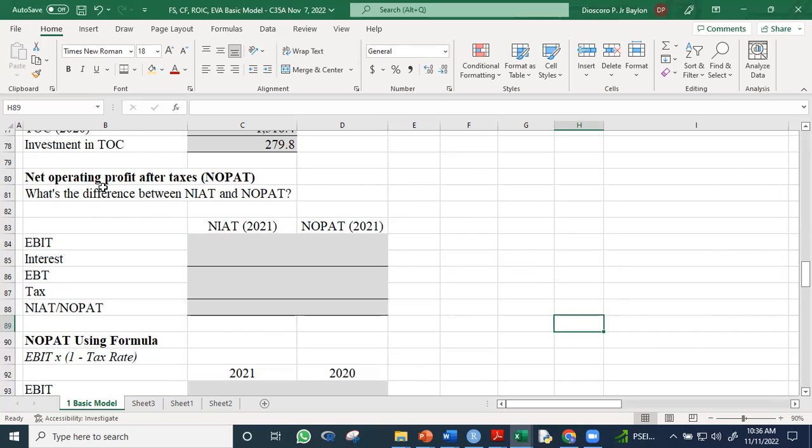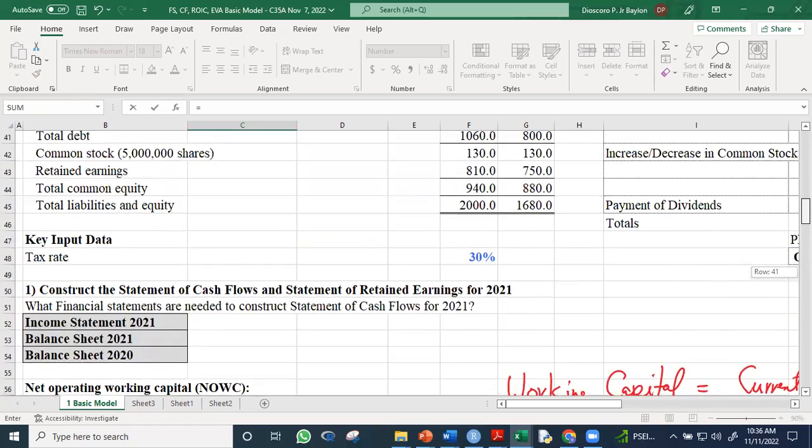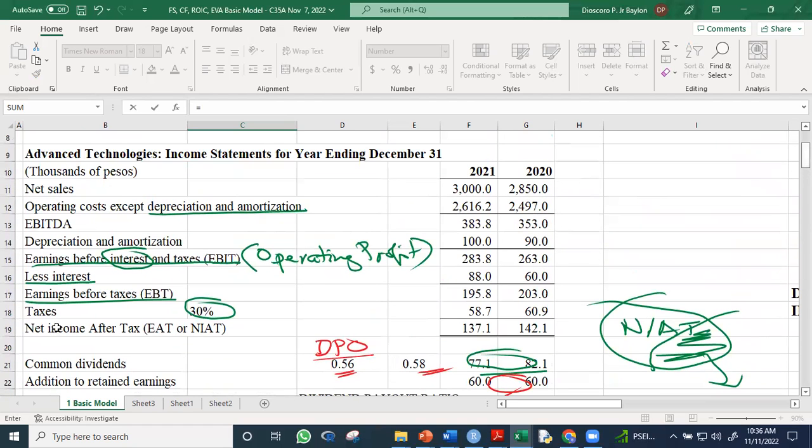Now let's compute for NOPAT. This is a very important measure. NOPAT is net operating profit after tax. So first let's ask the question, what's the difference between net income after tax and net operating profit after tax? Let's distinguish between the two. First, we know already net income after tax, actually. So let's just illustrate this. Let's go to the income statement and copy from EBIT. So our EBIT is this one.